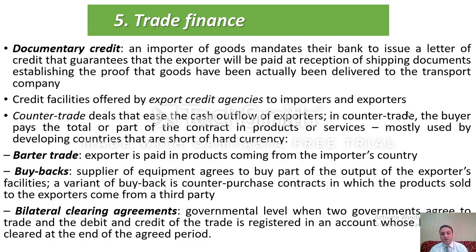In the barter trade, the exporter is paid in products coming from the importer's country. In the buybacks, the supplier of equipment agrees to buy part of the output of the exporter's facilities, and a variant of buyback is counter purchase contracts, in which the products sold to the exporters come from a third party. And finally, we have the bilateral clearing agreements, at the governmental level, when two governments agree to trade and the debits and credits of the trade are registered in an account whose balance is cleared at the end of the agreed period.